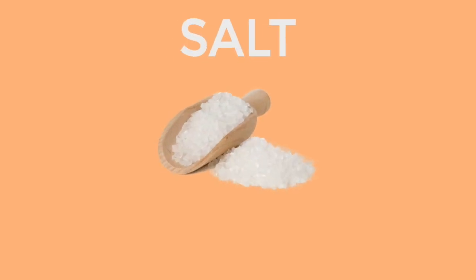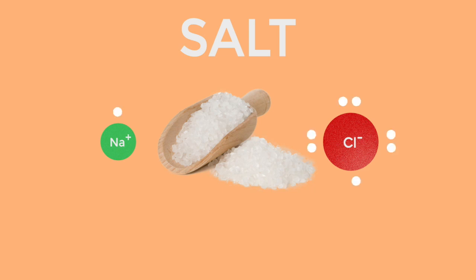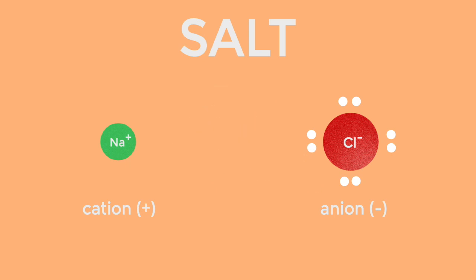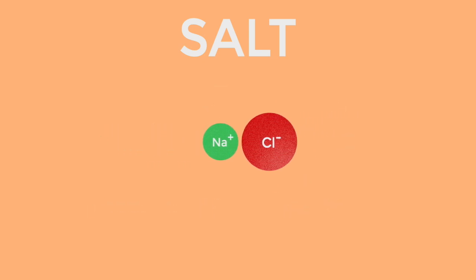Salt is an ionic compound because it is formed from a metal, sodium, and a nonmetal, chlorine. Sodium has one electron it wants to give away, and chlorine wants to gain one electron, so sodium transfers its electron to chlorine and gains a positive charge, becoming the cation. Chlorine gains an electron from sodium and gains a negative charge, thus becoming the anion. The donation and receiving of electrons between the two atoms forms an ionic bond, making sodium chloride an ionic compound.